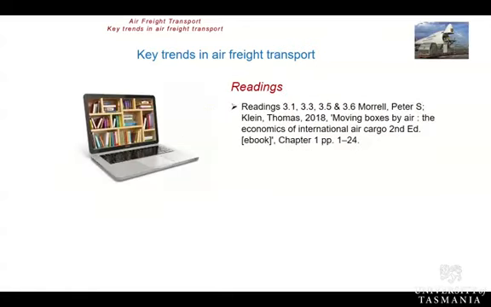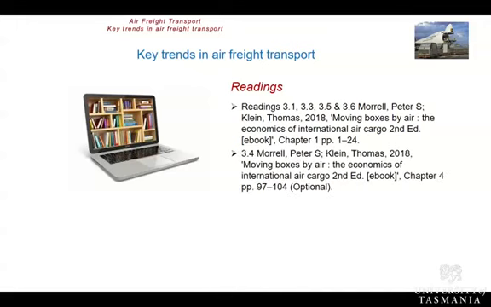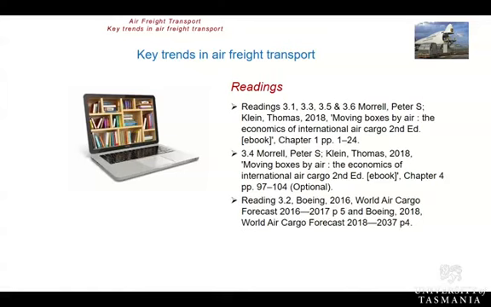Our readings this week mainly come from Morrell, and they're covered in Chapter 1, pages 1 to 24. I added in an additional reading there just in case you wanted to look in a little bit more detail. You've got the option to do that. And also there's a reading there by Boeing, which is talking about the forecast for air cargo over a period of time.